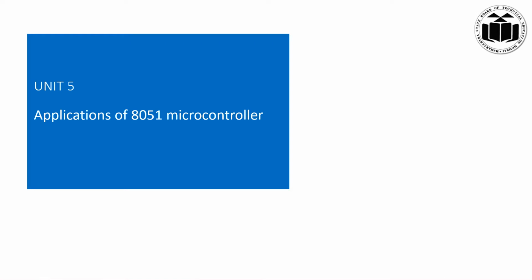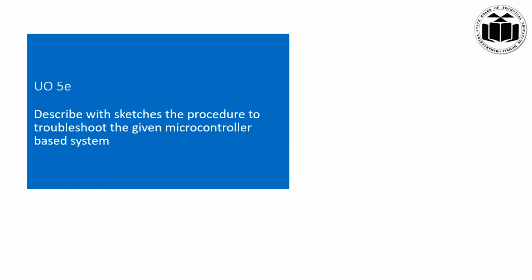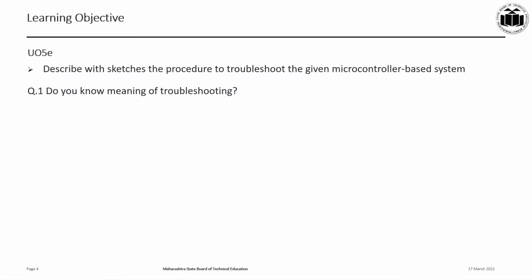Unit 5 of subject Microcontroller and Applications, subject code 22426, is Applications of 8051 microcontroller. The unit objective is to describe with sketches the procedure to troubleshoot the given microcontroller based system. The learning objective of this presentation is the same.